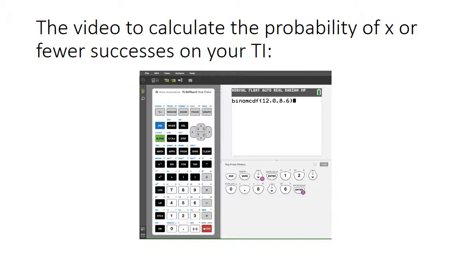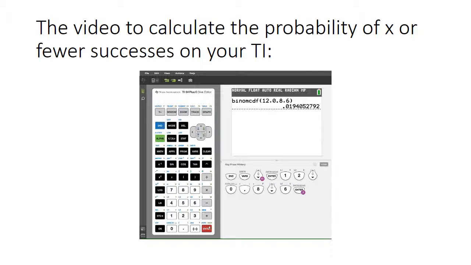Again, if your calculator does not prompt you for the number of trials, for P, the probability of success on a given trial, or for the number of successes or fewer, then you need to have this written in your notes. You know that you still go to second vars to get your binom CDF for a cumulative distribution function for X successes or fewer. And then in the parentheses, maybe in your notes, write number of trials, comma, P, probability of success on a given trial, comma, the number of successes or fewer.